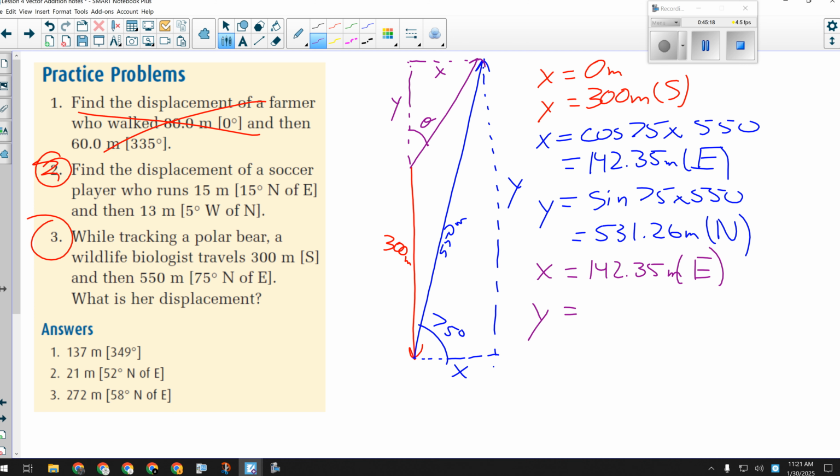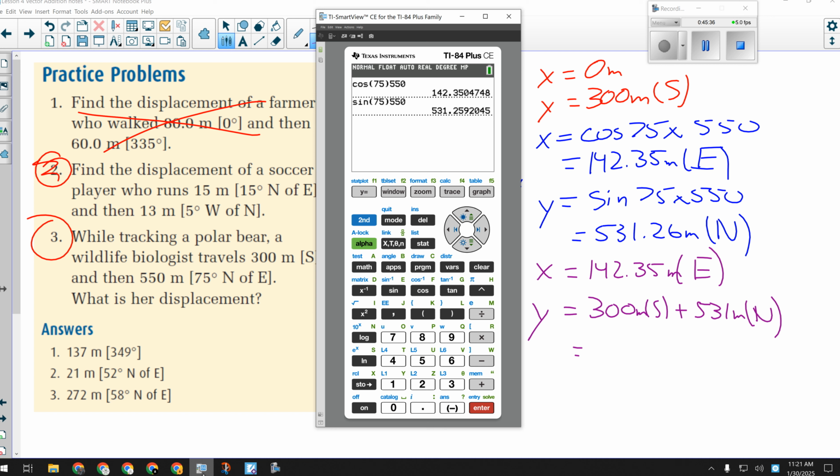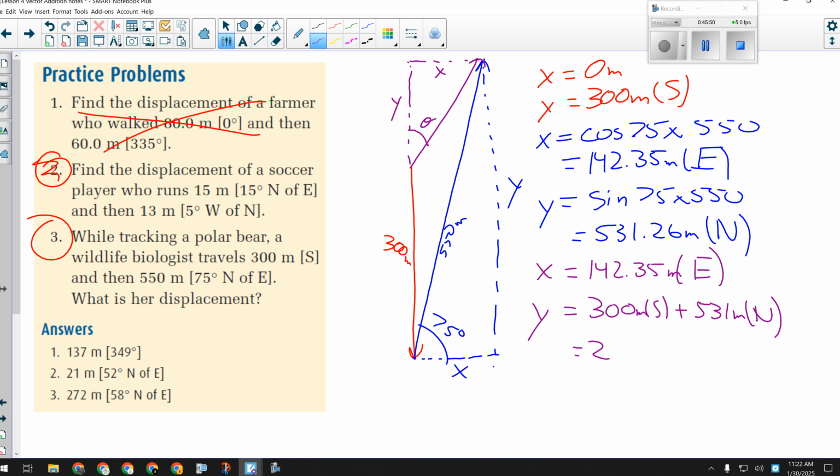Okay, purple y is going to be 300 meters south plus 531 meters north. Okay, so when I'm putting all those numbers in, just so I have all the decimals in my calculator here, I'll take the answer to that there. Minus 300, just so I've got the actual number, 231.26 meters north.